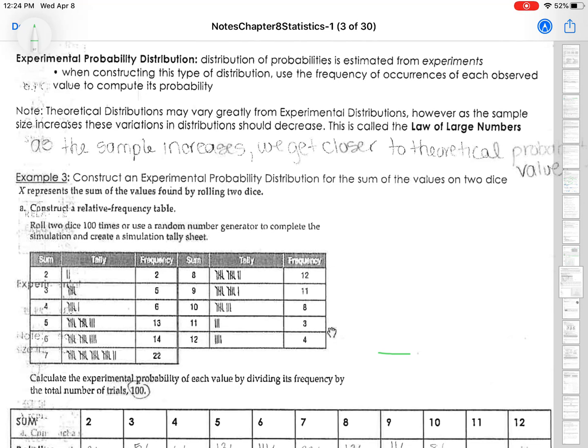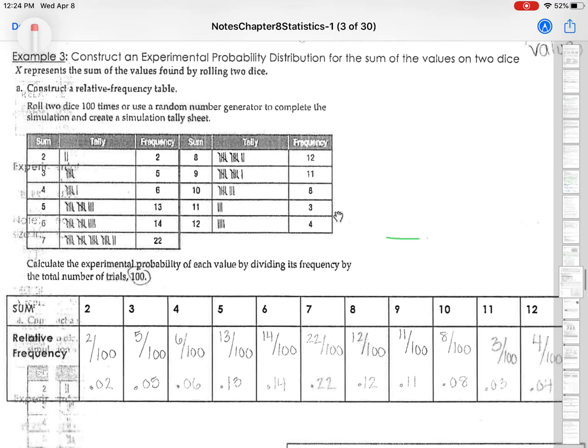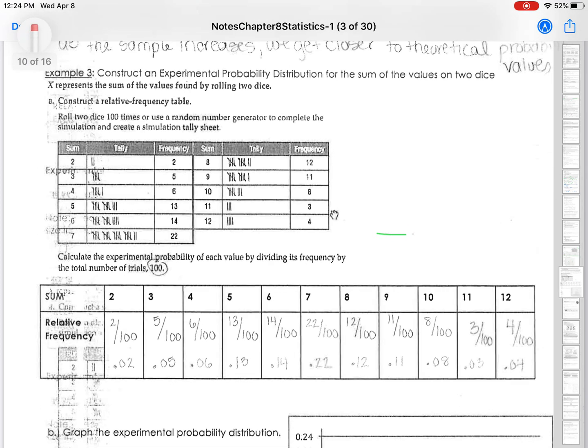So it says experimental probability distribution. It's the distribution of probabilities. It's estimated from experiments. So when you're conducting this type of distribution, you're going to use the frequency of occurrences of each observed value to compute its probability. Now, something to keep in mind, theoretical distributions may vary greatly from experimental. However, as the sample size increases, these variations in distribution should decrease. This is called the law of large numbers. So what that basically means is as the sample increases, we get closer to the theoretical probability value, which is what we're aiming for.